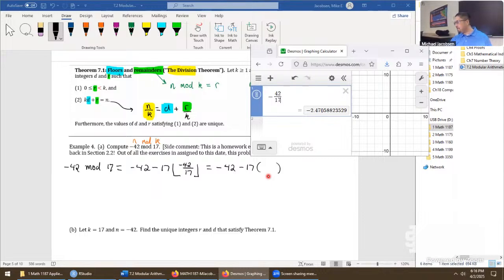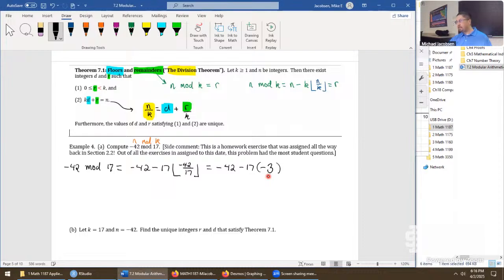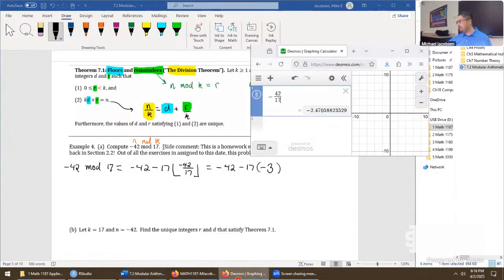Okay, let's drop it in. Negative 3 goes into that location. And then finally, let's run through the computation of negative 42 minus 17 times negative 3. Notice it's forced 9 positive. Seems kind of weird, but that's the guarantee in part 1 right here.